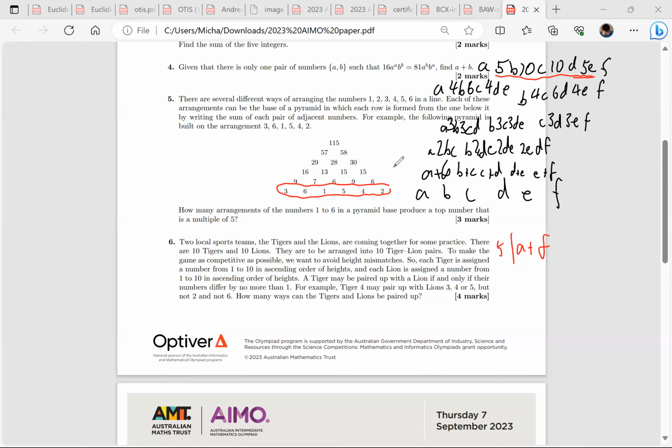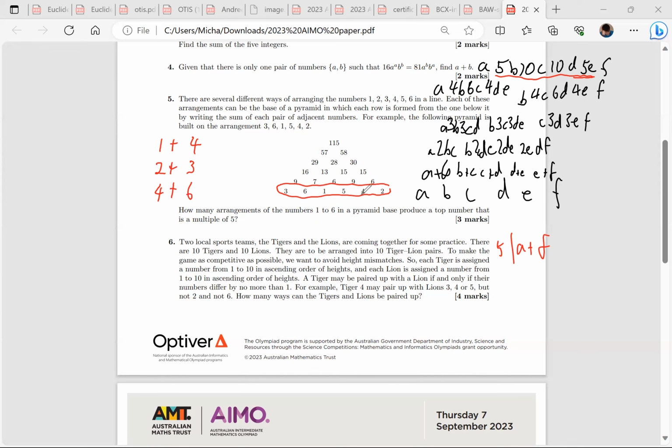So you could have 1 plus 4. You could have 2 plus 3. 4 plus 6. What else could you have? You can't have 5 plus 5. Each other one has no match. So there are two ways to order each pair.